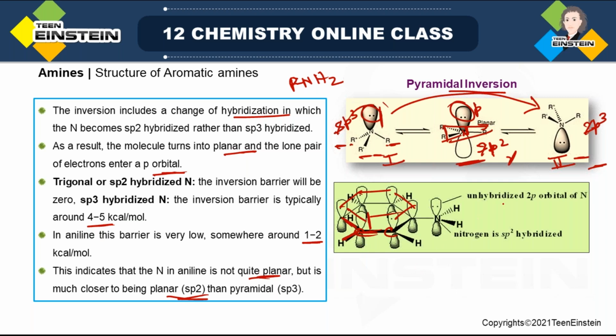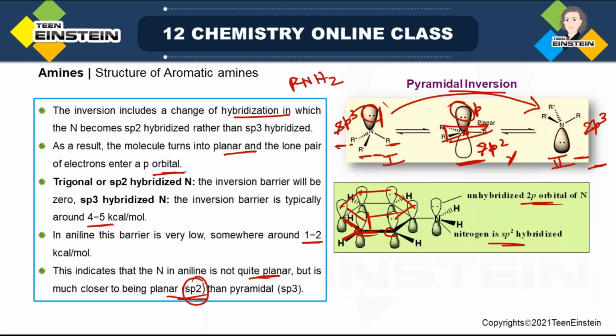And this NH2, if you see, has an unhybridized p orbital, as if nitrogen is sp2 hybridized. So it is closer to sp2, that's why we are saying it is sp2 hybridized. Now the question may arise, why is it so different? Why is it not purely sp3? Why is it close to sp2, unlike aliphatic amines?